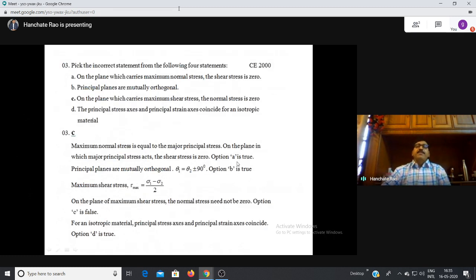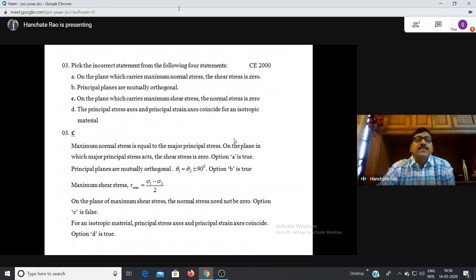Pick the incorrect statement from the following four statements. On the plane which carries maximum normal stress, the shear stress is 0. Principal planes are mutually orthogonal. On the plane which carries maximum shear stress, the normal stress is 0. The principal stress axes and principal strain axes coincide for an isotropic material. So we have to select the incorrect statement.